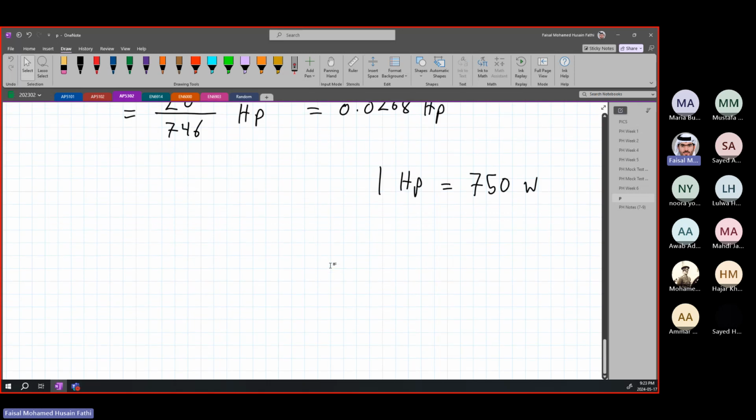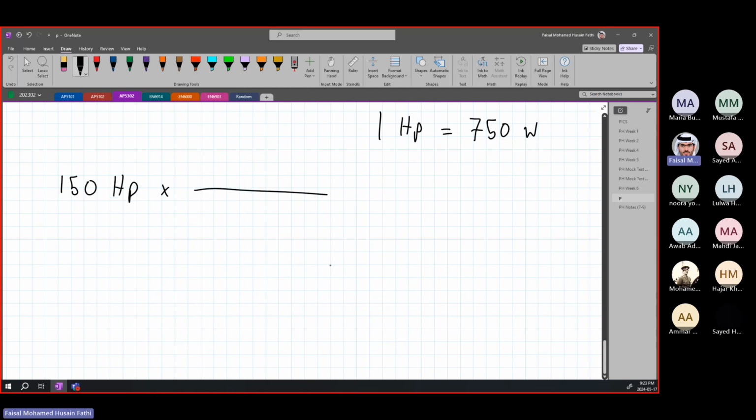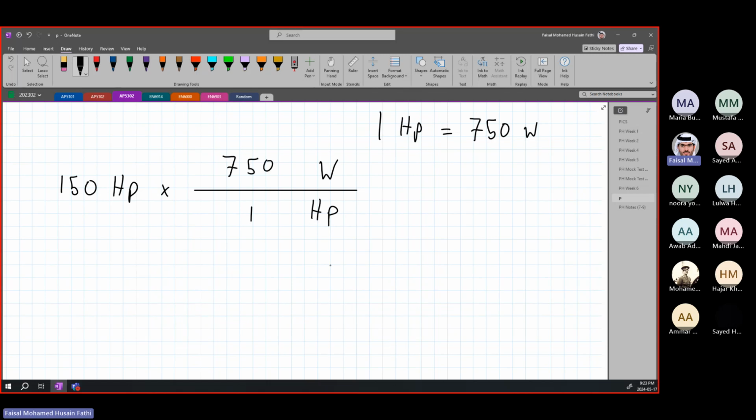And the opposite, yani vice versa, you can also do it. So let's say you have 150 horsepower, right? If you want to convert this into watts, you're going to multiply. At the bottom, you're going to put horsepower. That's what you're trying to cancel. And at the top, you're going to put watts. So 1 horsepower at the bottom, 750 watts at the top, because 1 horsepower is equal to 750 watts.